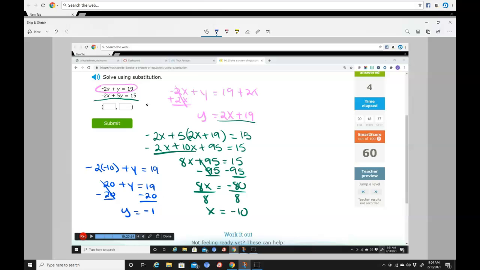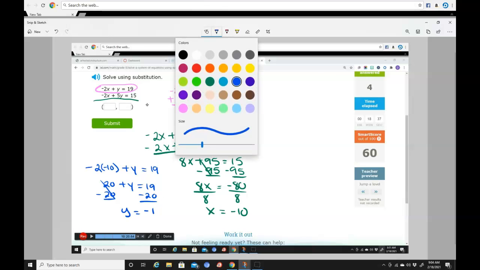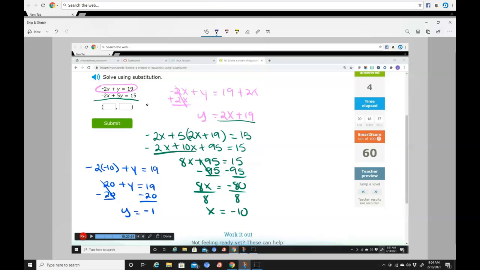Let's check it. Let's just plug it into one of the equations. I'm going to use a different color to check it in. Let's check it in the bottom one. We're going to say -2, and we said x was -10, plus y, which we said was -1, and it should be equal to 19. If we do -2 times -10, that will give me 20, and if we add -1, that should be 19 equals 19. So yes, we are correct.